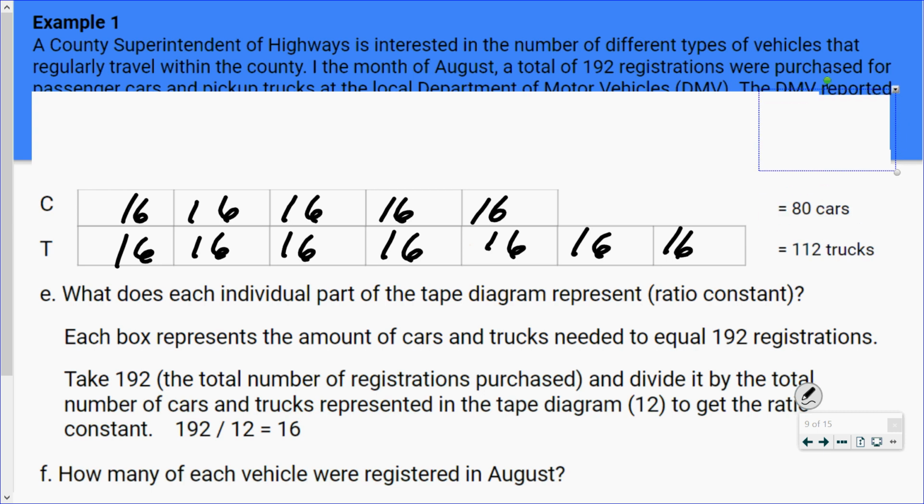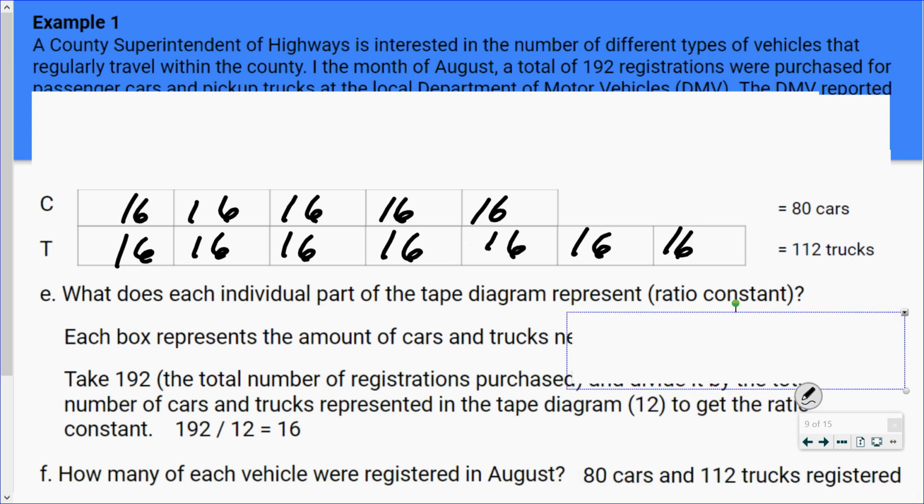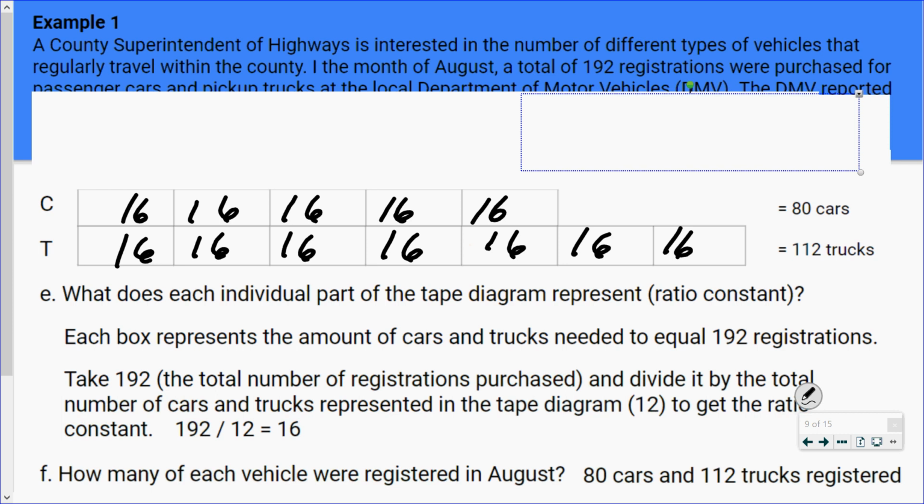Oh, a little off. Oh, I know what I did wrong. Able. 112 trucks and 80 cars. Just like that, right? So you should have come out with 80 cars and 112 trucks. That equals 192, right? So your answer should look like that. There are 80 cars and 112 trucks registered in the month of August.